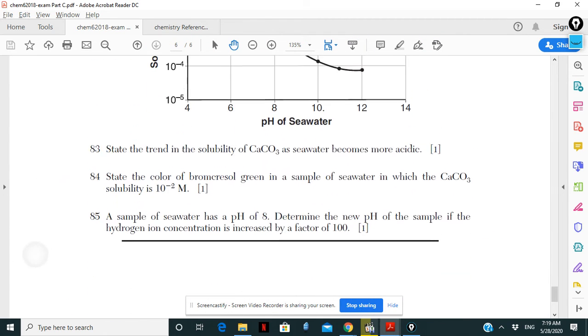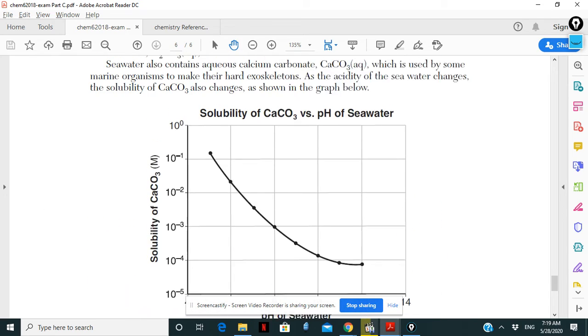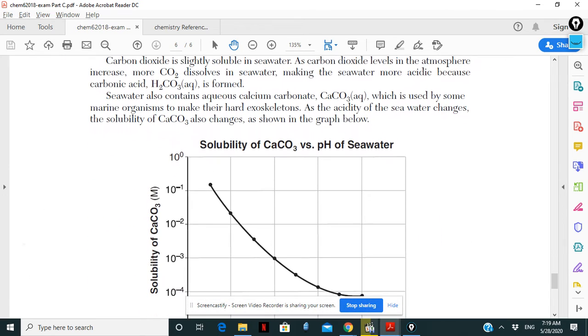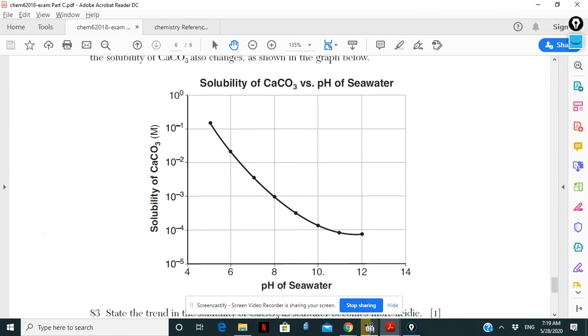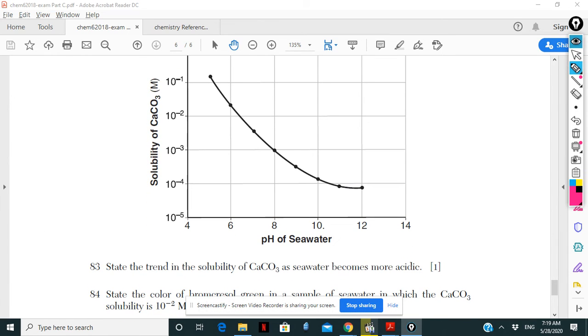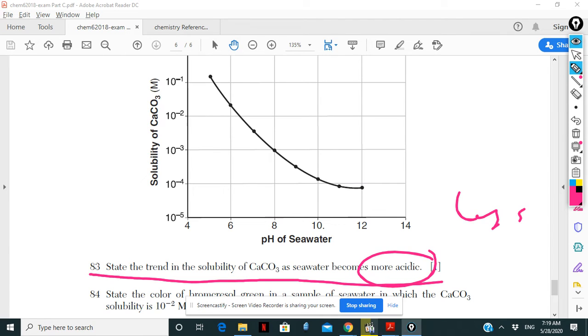Question number 83 through 85. Here we have the solubility of calcium carbonate versus the pH of the seawater. The first question asks you to state the trend of the solubility of calcium carbonate as the seawater becomes more acidic. More acidic means lower pH, so we go in that direction. By going in that direction, the solubility increases because it's an inverse relationship.